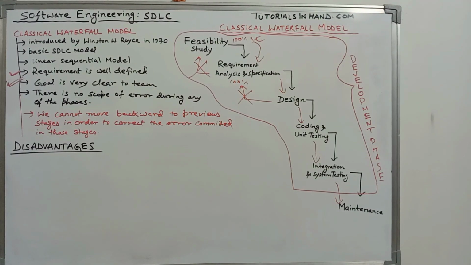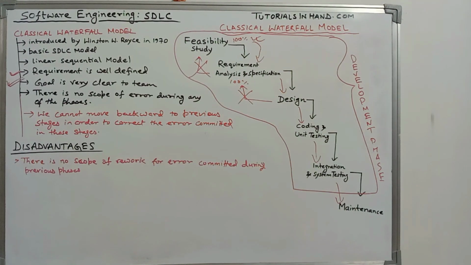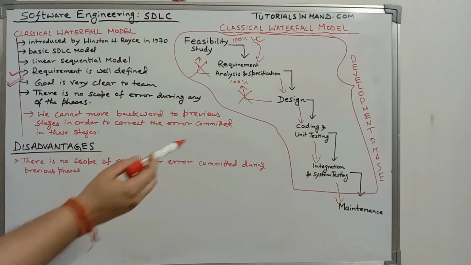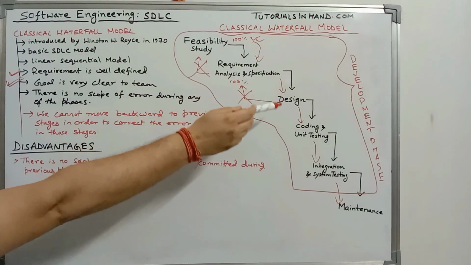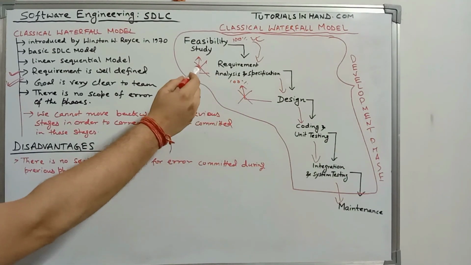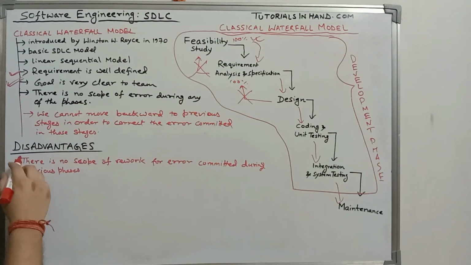Now the disadvantage of the classical waterfall model is that there is no scope of rework. There is no scope of rework for errors committed during the previous phases. So you cannot move back to any previous phase, correct the error, and then accommodate all the changes in the subsequent phases. That is not possible, which we already discussed earlier, right? So this is the disadvantage.